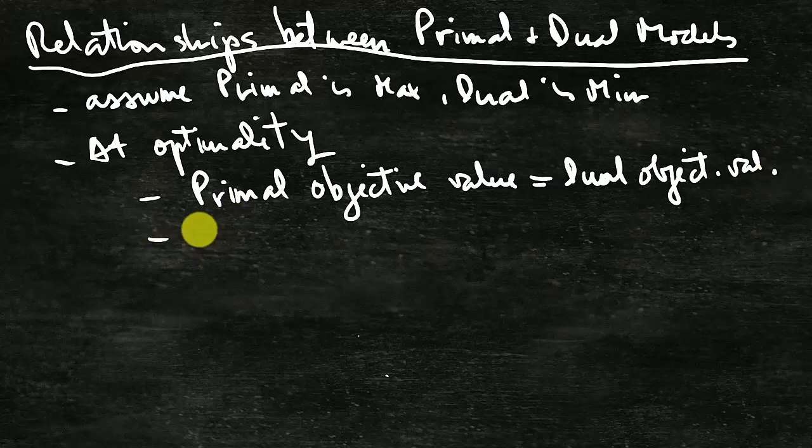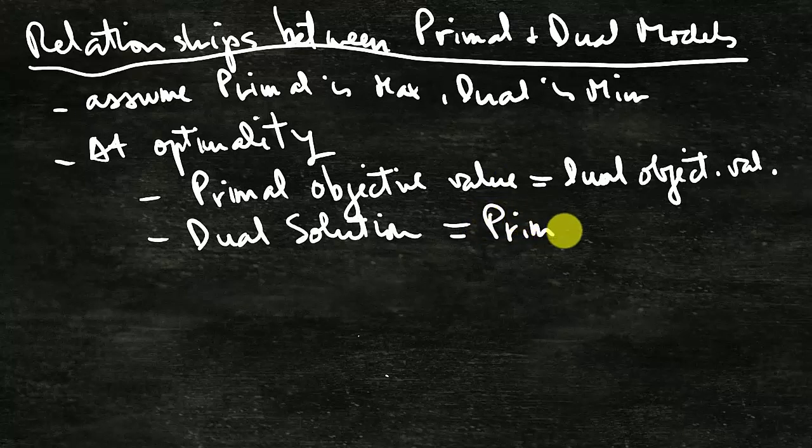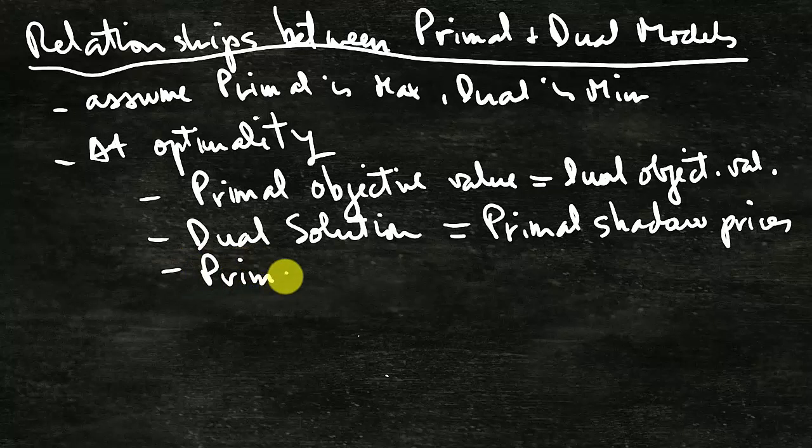When we solve the dual and we observe the dual solution, we notice that the dual solution was equal to the primal shadow prices. That was the 0.5. And similarly, the primal solution is equal to the dual shadow prices. That was the 2.5 and 4.5.